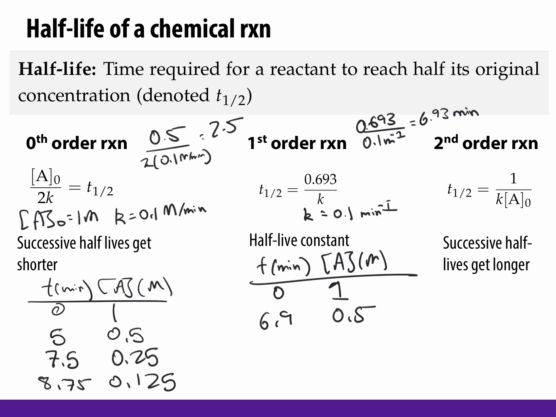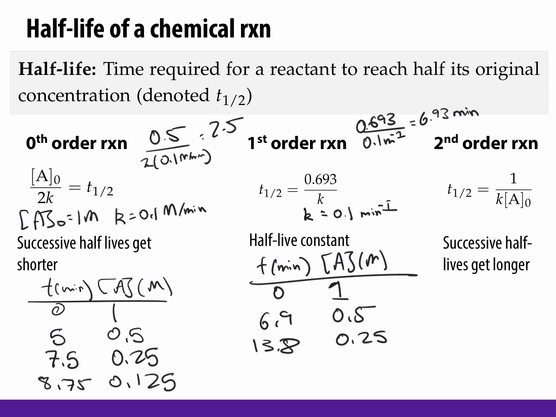My concentration of A, again, is cut in half. That's what half-life means. Now what's interesting about this is there's no dependence on concentration here. Every half-life is going to take 6.9 minutes. So if I add 6.9 more minutes, that's going to get me to 13.8 minutes. And at that point, I'm going to be at 0.25 molar.